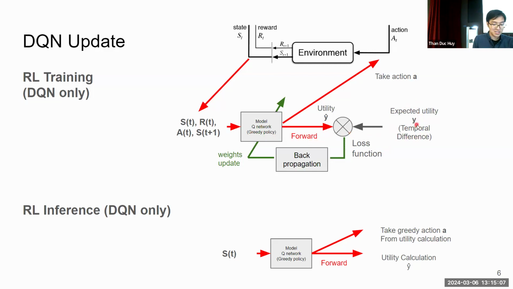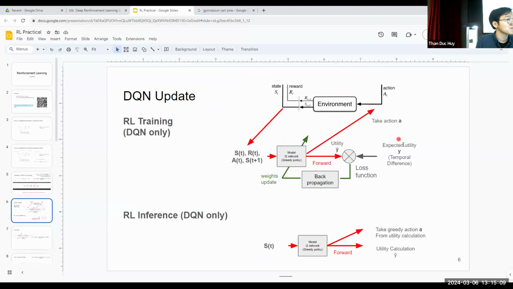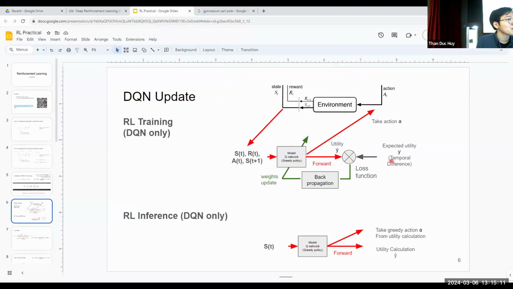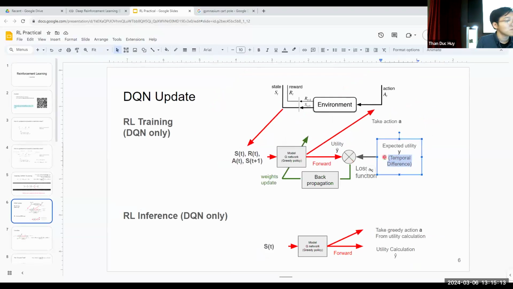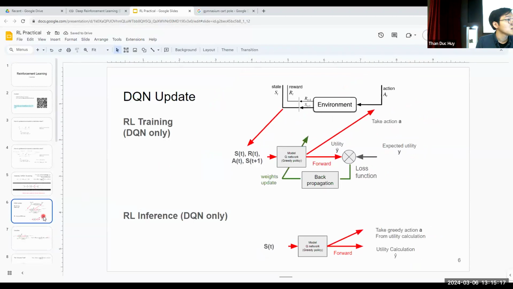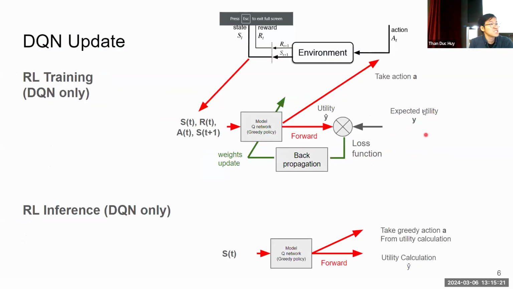So temporal difference here, maybe this will just complicate the problem. I will delete this. Expected utility. Yeah, so there is an expected utility. There's a desired value that we need to calculate in order to compare and contrast against our network prediction in order to get it working.